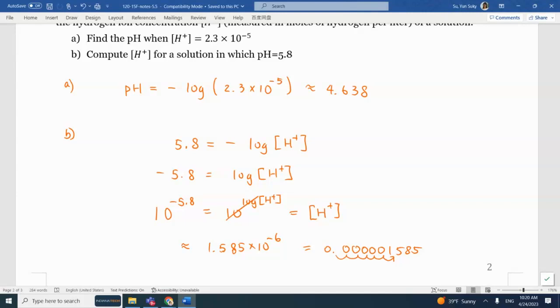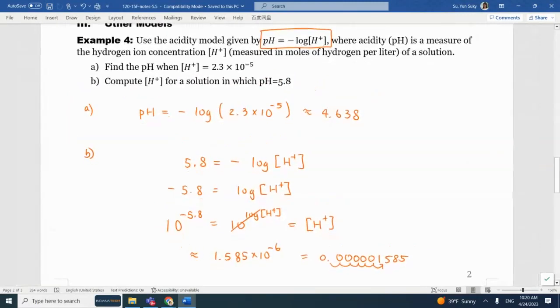Oh, then you get 1.59. So usually keep 3 decimal places. If it's money, then you can keep 2 decimal places because it's cents, but the other number, try to keep like 3 decimal places. Okay, any questions about example 4?